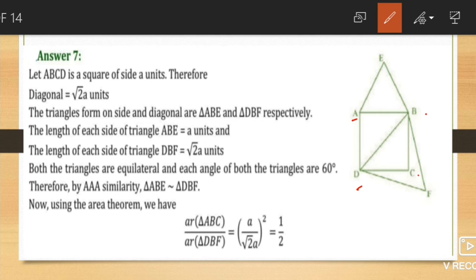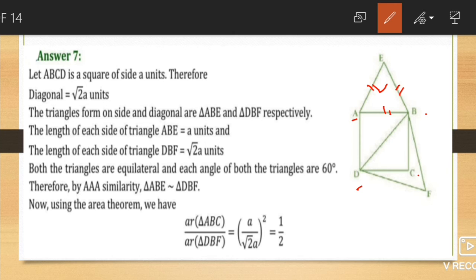Now you have to draw an equilateral triangle, where suppose this ABE is an equilateral triangle where these sides are equal to the side of the square. AB is the side of the square, and this EB and AE are also of equal length. That means this equilateral triangle ABE is described on the side of the square.